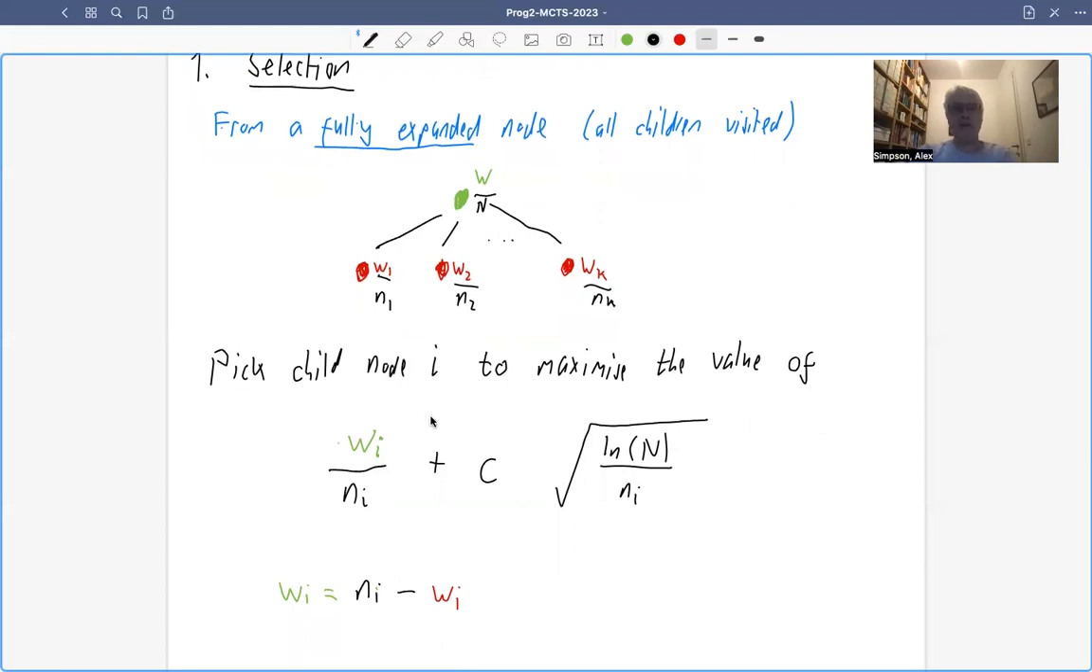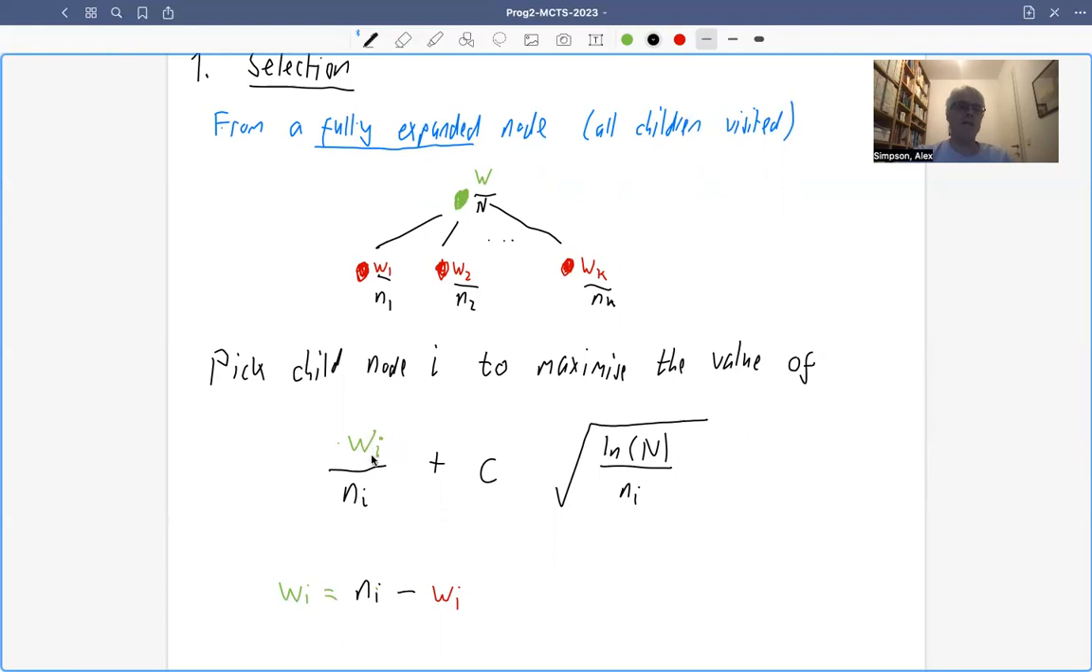There's a very funny, very perplexing, if you like, formula for this. What you do is you pick the child node I, so child node 2 would be this one, child node K would be this one. Pick child node I to maximize a particular value. At each node, we calculate this fraction, the value WI over NI, but notice this is a green WI.